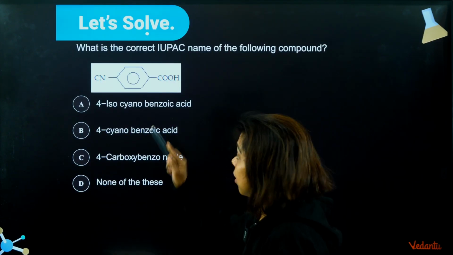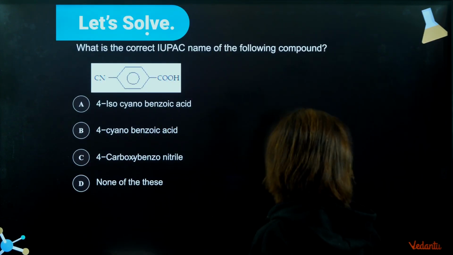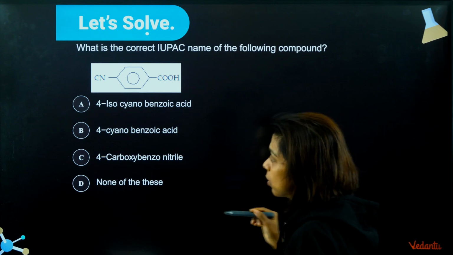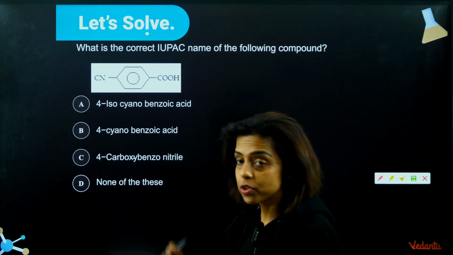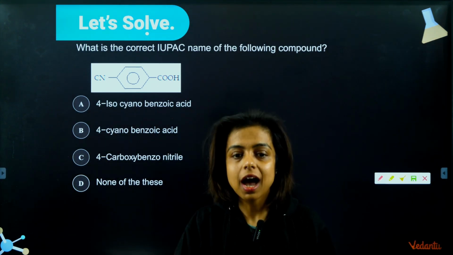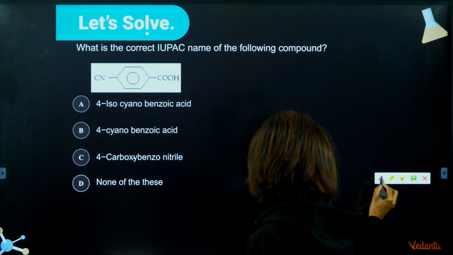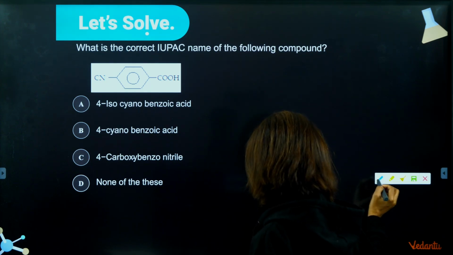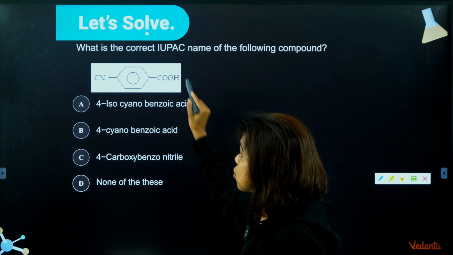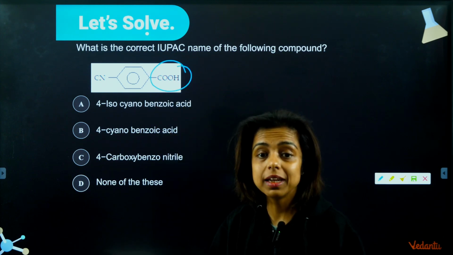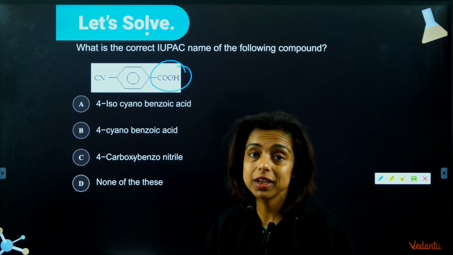What is the correct IUPAC name of the following compound? So let us check the compound. There is a benzene ring, there is a COOH group, and there is an NC group. Isocyanide group, NC. It's not CN, it is NC. Now, out of these two, COOH has more priority, so we'll name it as the derivative of benzoic acid, right?